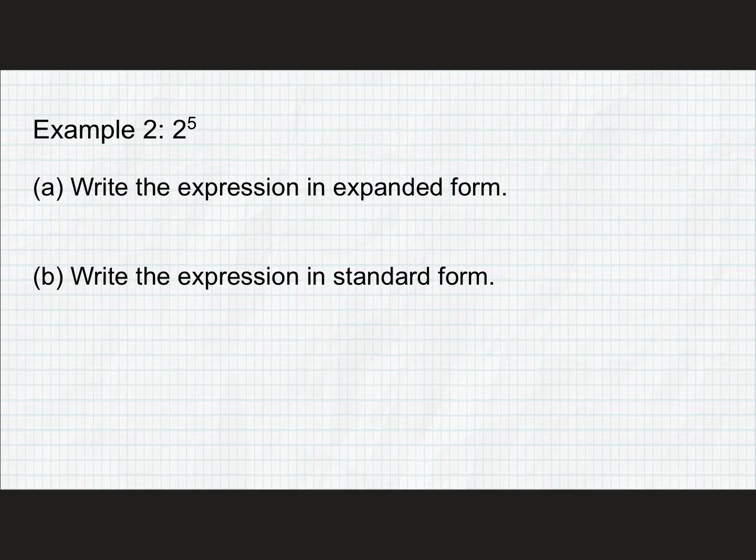Now let's look at another example, 2 to the 5th power. First, let's write the expression in expanded form. We have a base of 2 and an exponent of 5, so we're going to write 5 2's and multiply them together. 2 times 2 times 2 times 2 times 2.